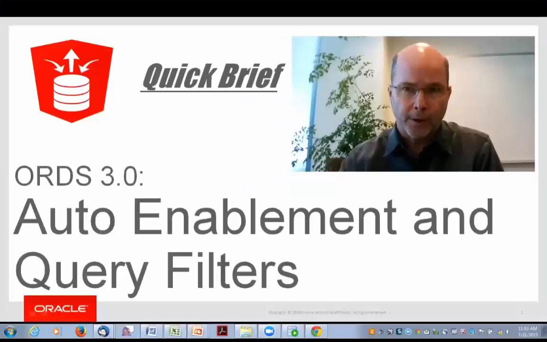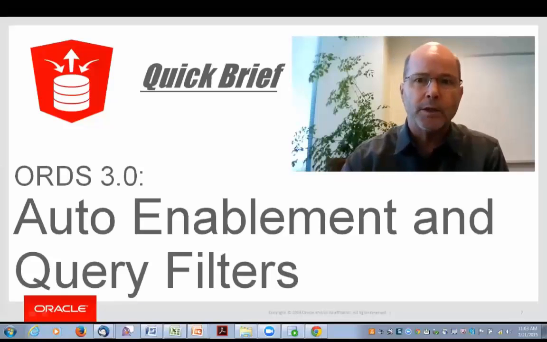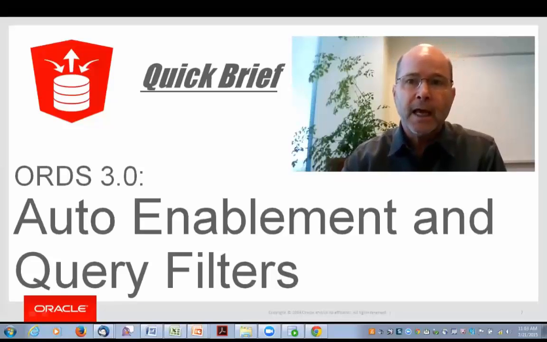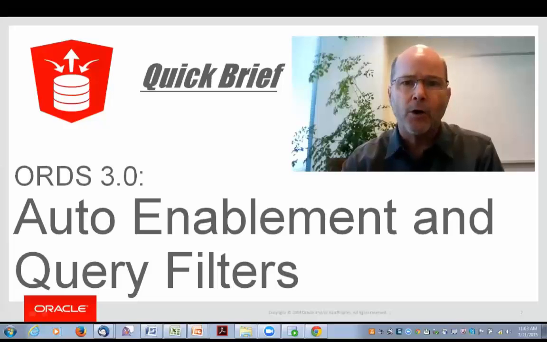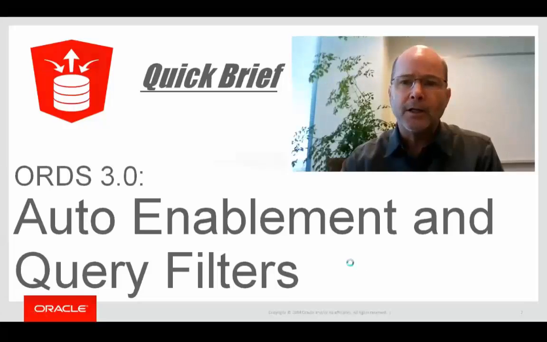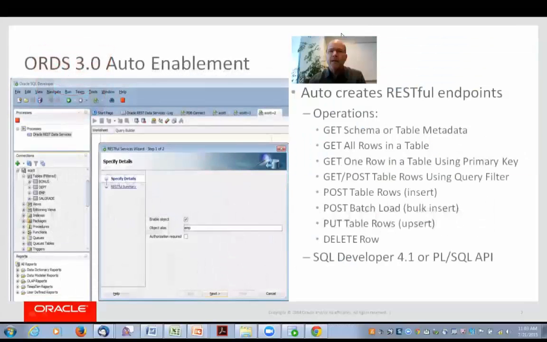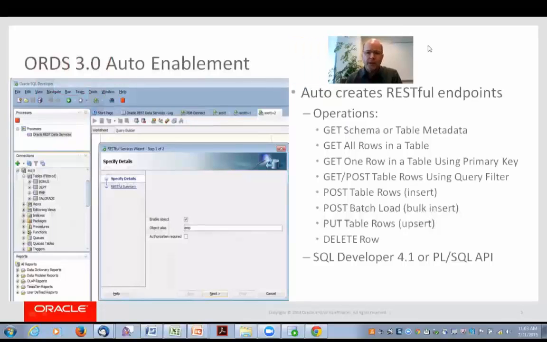This next major area of new capability in Oracle REST Data Services 3.0 release, I think, is perhaps the most interesting one and really shows the potential of ORDS. And this is for auto enablement and query filters. So what this does is automatically generates about a dozen basic operations on single tables. So here's a list of the things that it will automatically set up for you in a very simple process flow.